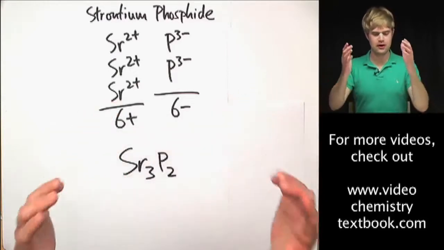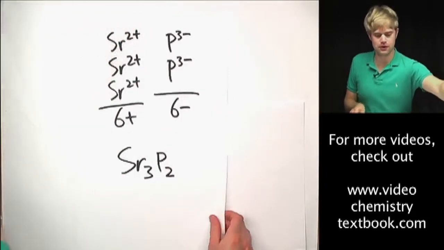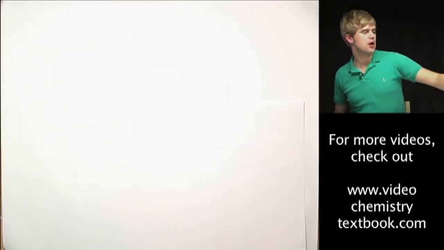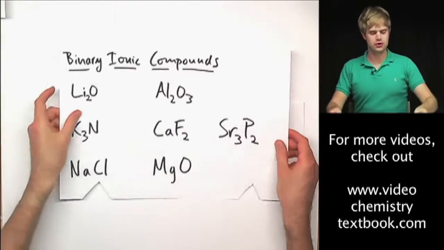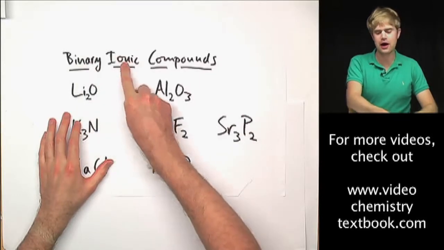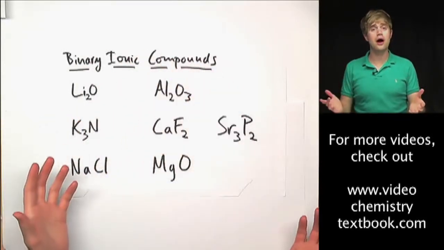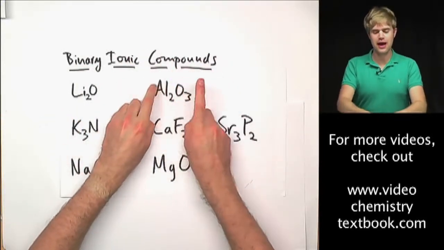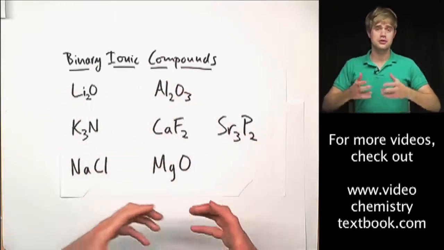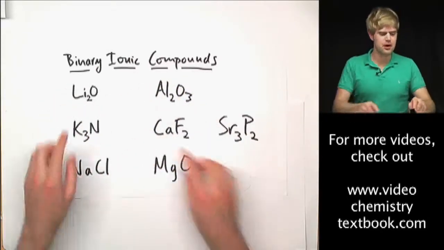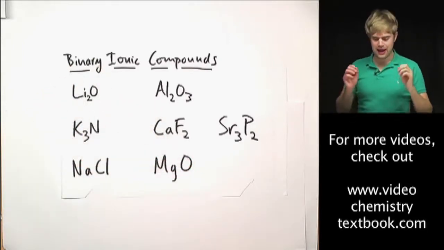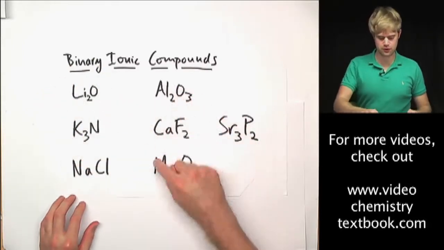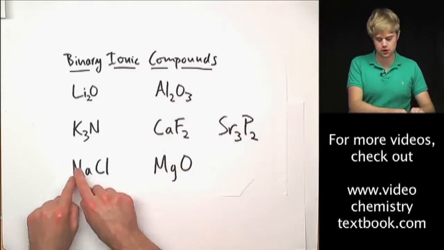Okay, so that's how we write formulas for these ionic compounds. There's one thing that I want to say. Sometimes these formulas that you're writing are referred to as the formulas of binary ionic compounds. Well, you know why they're ionic, because we have a metal and a nonmetal in everything that we wrote. So that makes it ionic, metal and nonmetal. What about this binary part? Binary means 2.